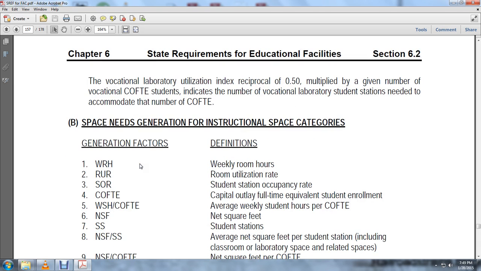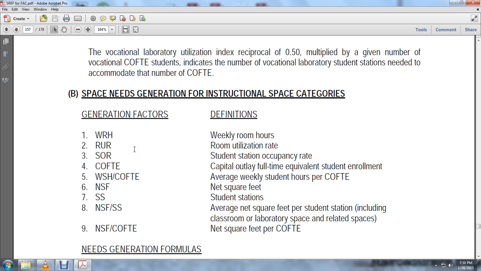WRH is weekly room hours, RUR is room utilization rate, SOR is student station occupancy rate, COFTE is capital outlay full-time equivalent student enrollment, with average weekly student hours per capital outlay full-time equivalent student enrollment. The net square feet, the student stations, and the NSF, net square feet per student station, including the classroom, laboratory space, related spaces, and the square feet per COFTE.